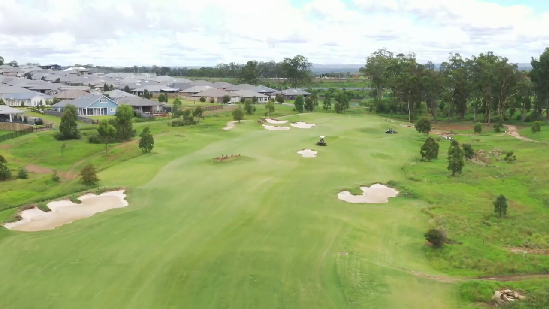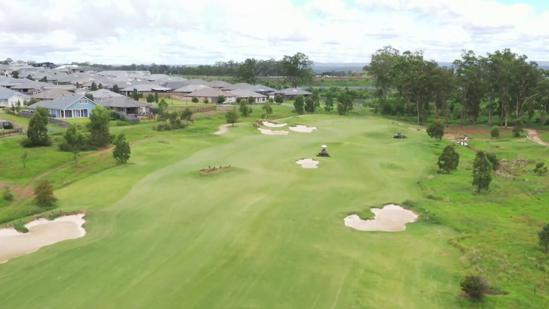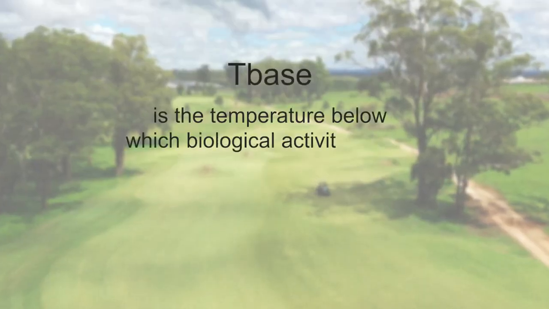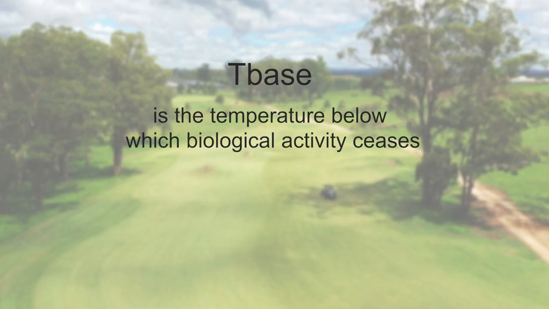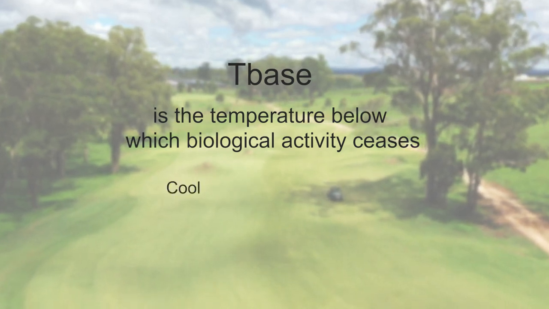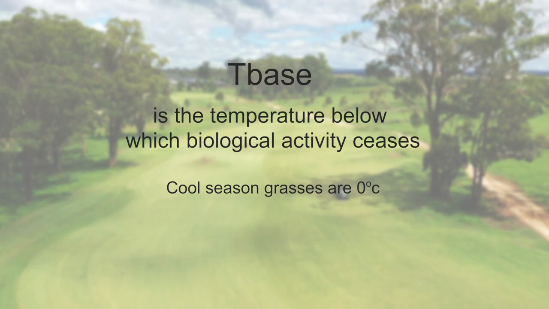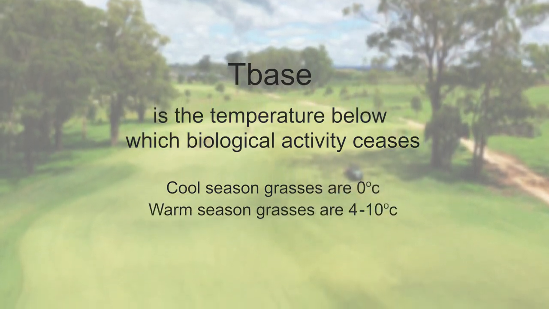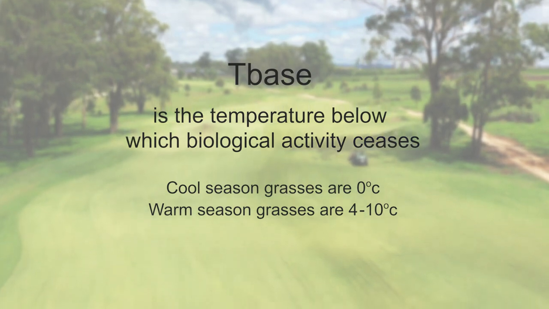The base temperature is set by the researchers who have created the models. The T-base is the temperature below which biological activity ceases. For example, for cool season grasses, it's at 0 degrees centigrade. Warm season grasses are between 4 and 10 degrees centigrade.